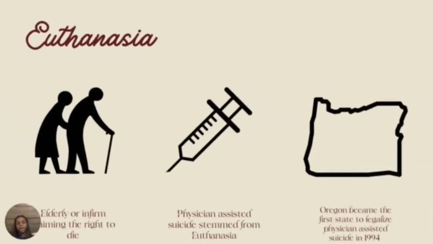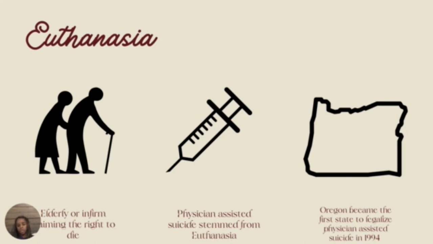The next issue we're going to be talking about is euthanasia. This is basically elderly or infirm people claiming the right to die since they're either sick or old, and since death will be coming soon for them, they claim that they have the right to choose when their death is, or their family member has the right to choose. The problem with this was that the Supreme Court had never ruled that euthanasia was legal.